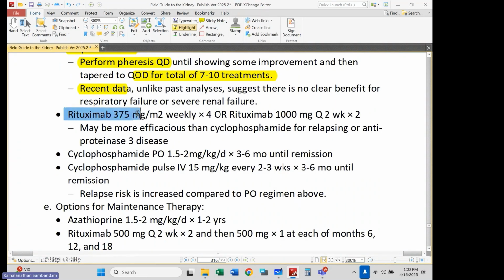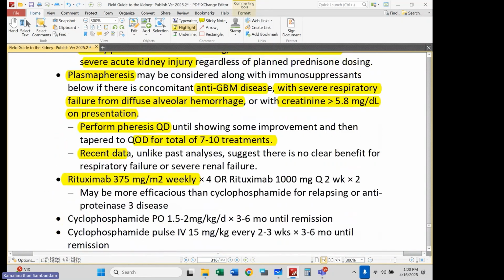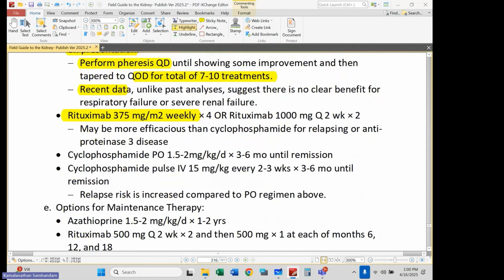We now have rituximab as a bona fide treatment for ANCA-associated vasculitis. And the data would suggest it seems more efficacious than cyclophosphamide if I have a relapsing course or if I have GPA. Antiproteinase 3 positivity would imply GPA more often than not.